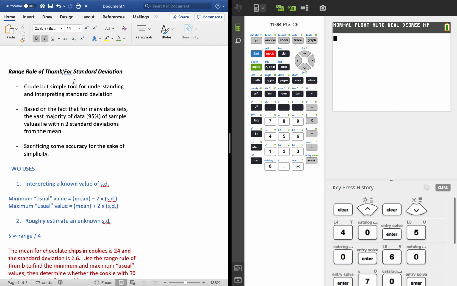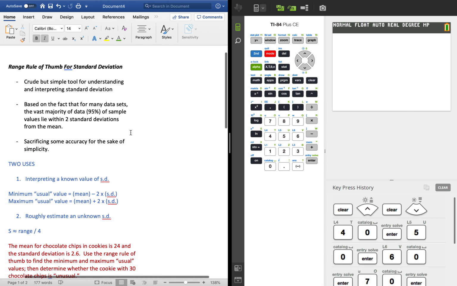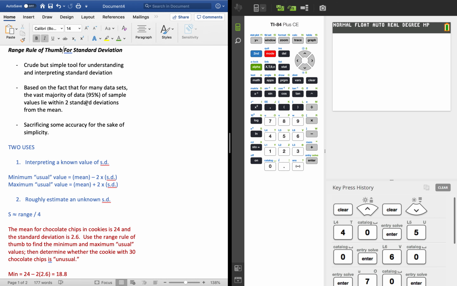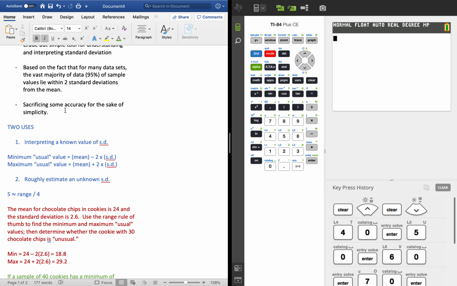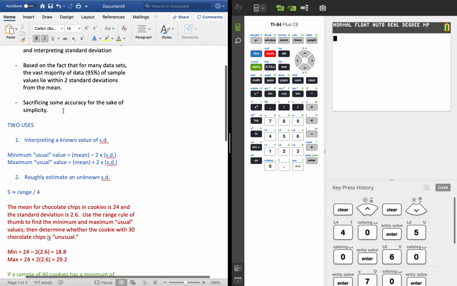First of all, the range rule of thumb for finding the standard deviation is crude, but it's simple, and it's easy to understand and helps you interpret what standard deviation really is. It's based on the fact that for many data sets, 95% of the data values lie within 2 standard deviations from the mean, which is going to be very important as we go on here. It sacrifices some accuracy. It's not always that accurate. Sometimes it's pretty close. To be honest, sometimes it's not close at all. So it's not something we use a lot, but it is a good warm up to what we're going to be doing tomorrow and Wednesday. So it sacrifices some accuracy for the sake of being simple.